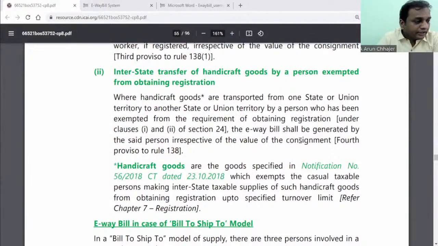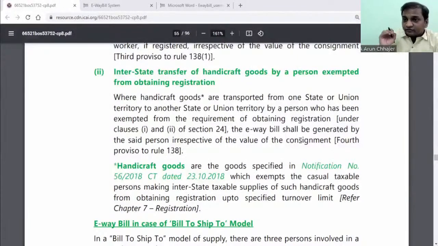Who causes the movement of the goods? It means the person who is responsible for movement. Sometimes there is a concept where the supplier hands over the goods at its factory gate. Now the customer is responsible to pick the goods and deliver them to his location. In this case, we can say the customer is causing the movement. Causing the movement means who is responsible for movement, for transportation.